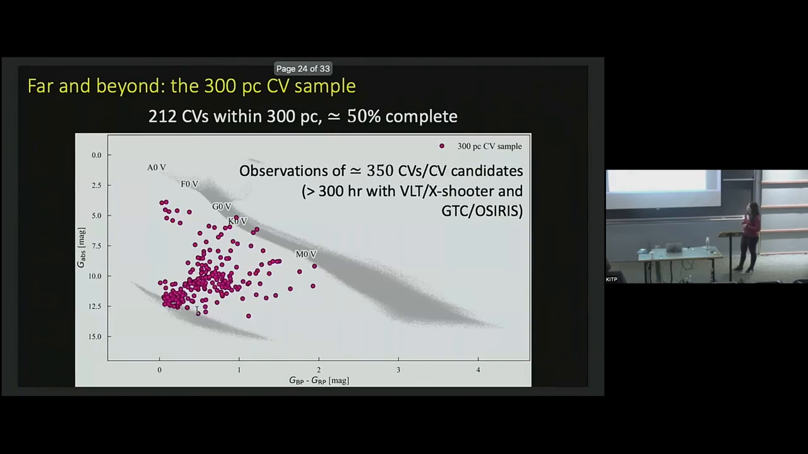So to do that, we combined that with observations we have been obtaining in the last 2 years with X-Shooter and OSIRIS at GTC. So we have been obtaining spectroscopic observations of many CVs and CV candidates, not only limited within 300 parsec. And so we combined this spectroscopic observation with the catalog from Elme and pinned down 212 genuine CVs within 300 parsec. And this is the final sample, and we can also estimate that it's about 50% complete.